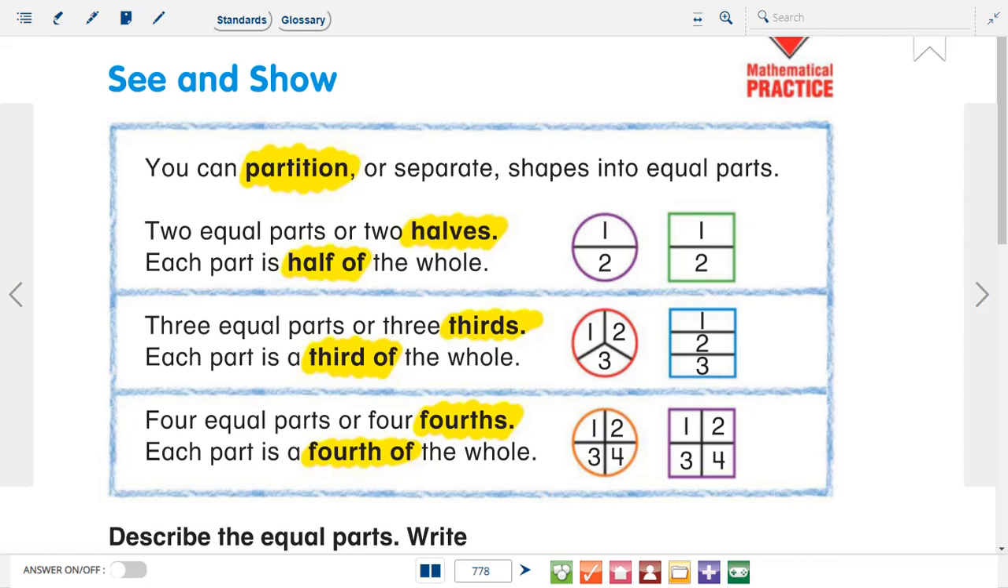Now, when we have a circle, for example, or a square, we want to cut it into two equal parts. Two equal parts. We call each one of them half. Okay? We call each one of them half. So number one is a half square. Number two is a half square. Number one here is a half circle. Number two is a half circle.